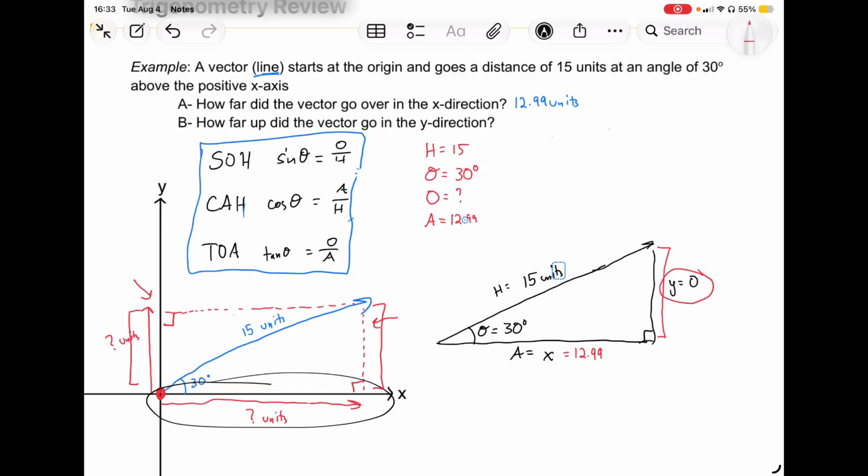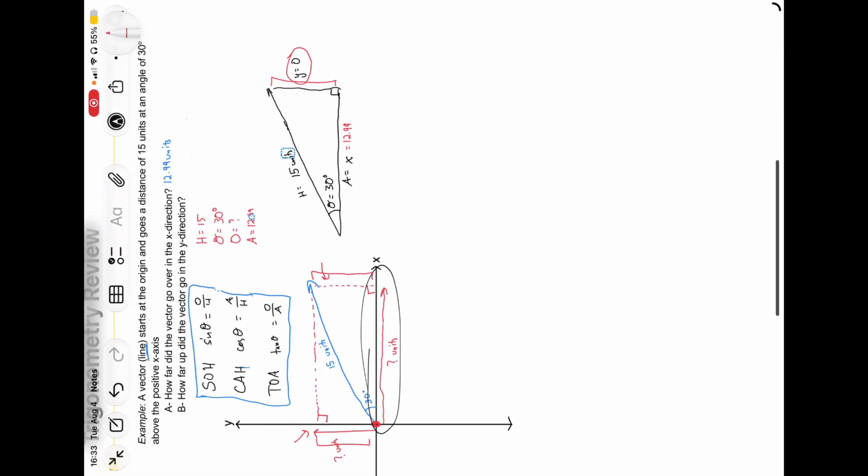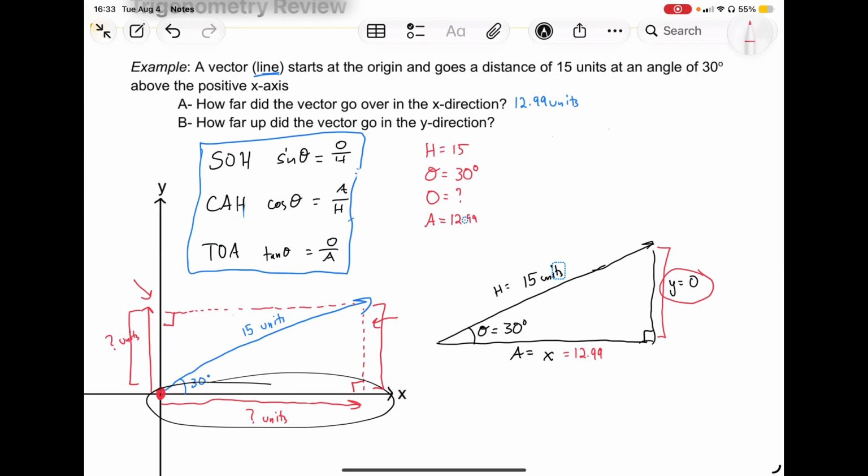So why don't we come up with two ways to solve for our opposite side? We'll first use SOHCAHTOA, and then secondly, we'll use our Pythagorean theorem. Okay, so let's table our adjacent side for now. Let's pretend we didn't know that. Let's pretend we were starting with our opposite side.